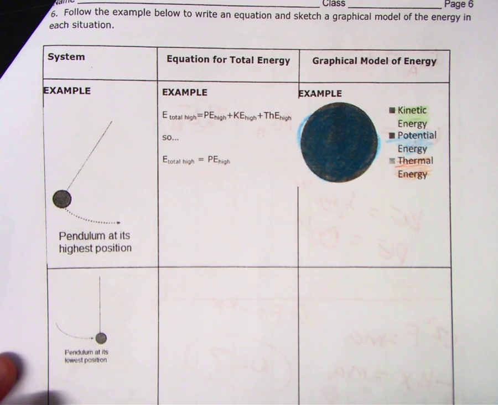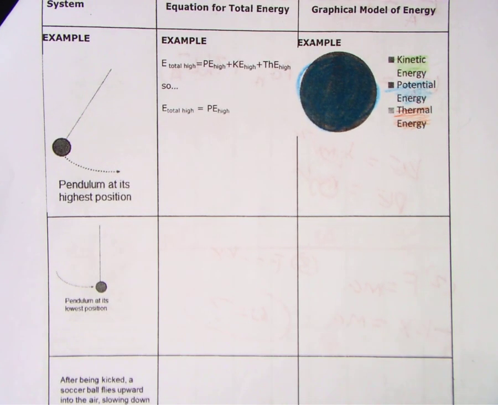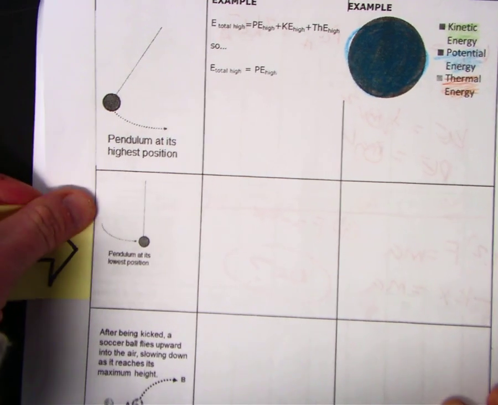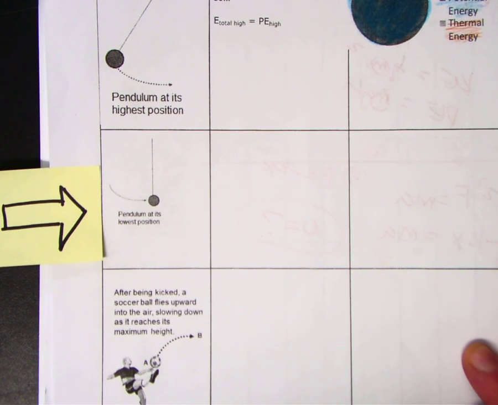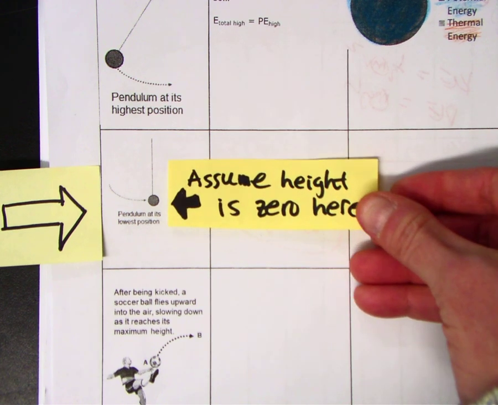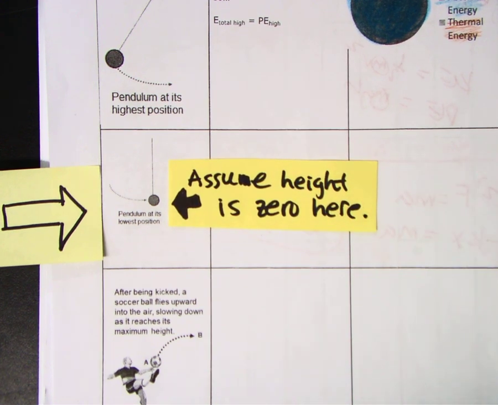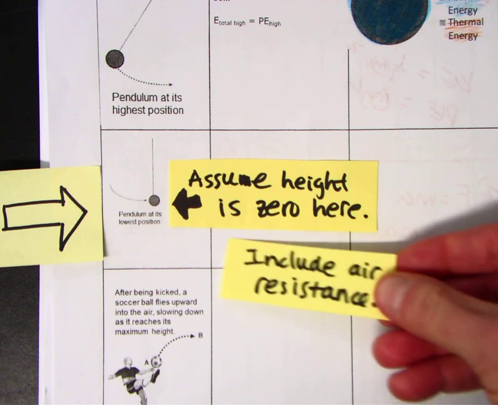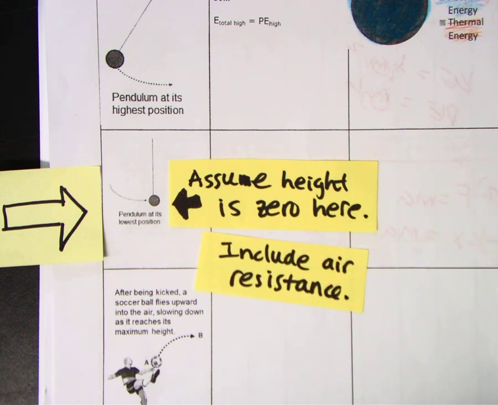Okay, some tips on the other 2. Let's take a look at this next one. The pendulum is at its lowest point. To help out, I'm going to have you make some assumptions here. Let's assume that its lowest point is 0 height, and let's include air resistance here. So the pendulum has swung through air. When you build these equations and do your graphic model, pie chart or bar graph, please include air resistance, and that's going to be reflected in the thermal energy part.